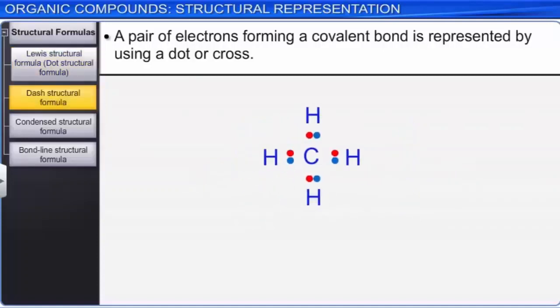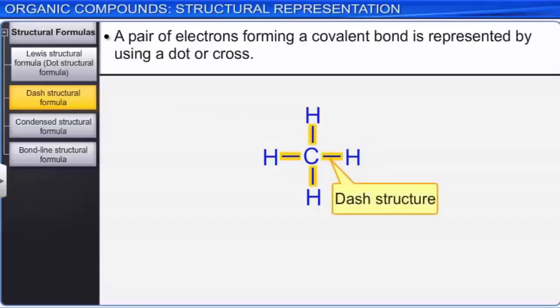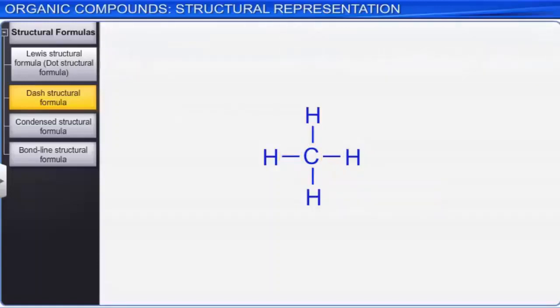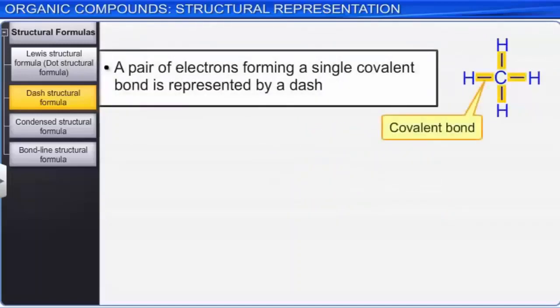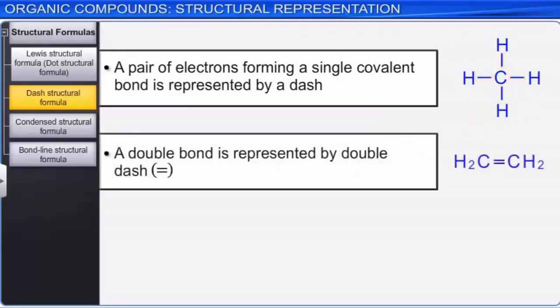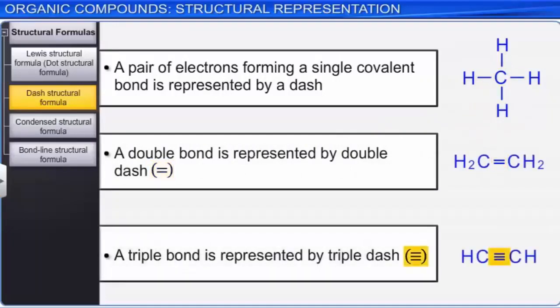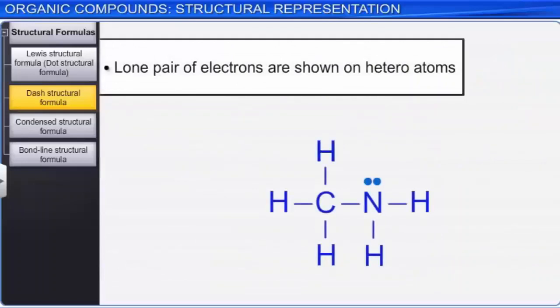However, the Lewis dot structure can be further simplified by representing a pair of electrons by a dash. This simplified representation is called dash structure. Thus, a pair of electrons forming a single covalent bond is represented by a dash. A double covalent bond is represented by a double dash, and a triple covalent bond is represented by triple dash. Organic compounds containing heteroatoms with lone pair of electrons are represented by a pair of dots on the respective heteroatom.